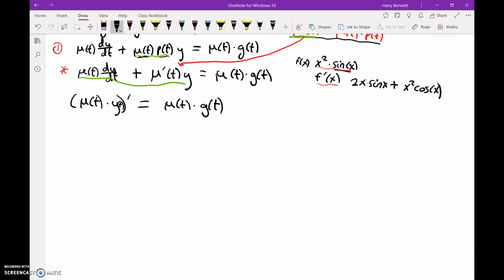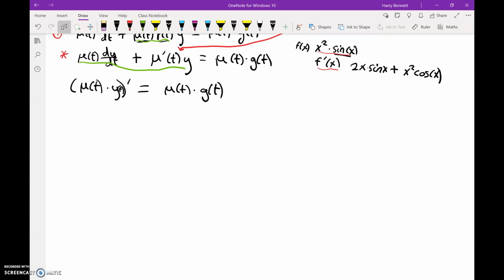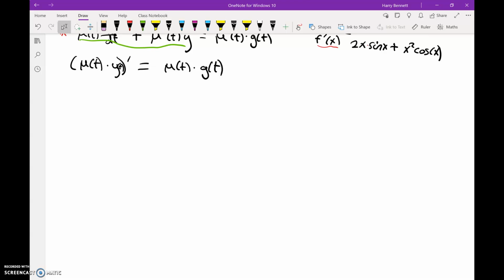So now we've got that part of the equation. How can we go about getting a solution for y? Well, if we integrate both sides with respect to dt, what do we have? We have the integral of the left-hand side, mu of t times y, which is a function of t, primed, dt, equals the integral of the right-hand side, which is the integral of mu of t times g of t dt. But then, because of the fundamental theorem of calculus, because this is a derivative, these cancel out.